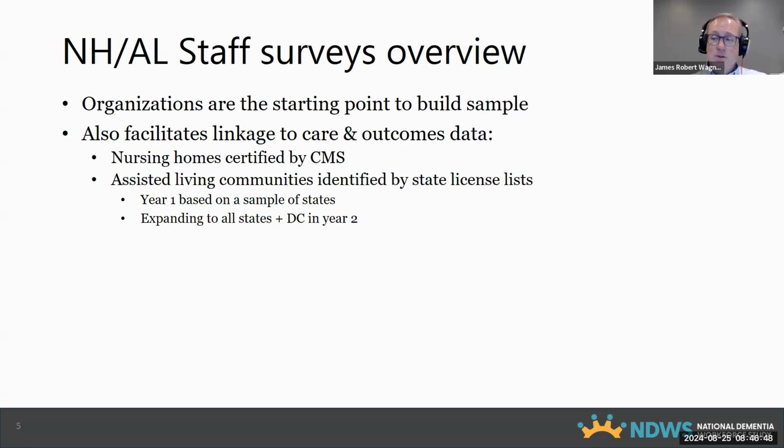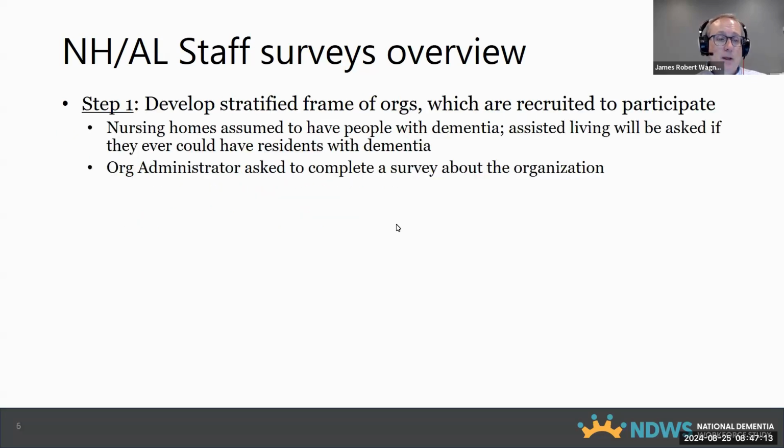Year one for the assisted living communities is based on a sample of states. We built a sample of 20 states from the 50 plus DC states in the first year and assembled lists for all assisted living communities in those 20 states. In year two, we're going to expand to include all states, right? So we'll have complete coverage of assisted living, at least assisted living registered with state level agencies.